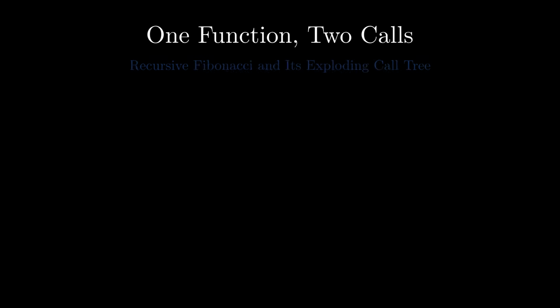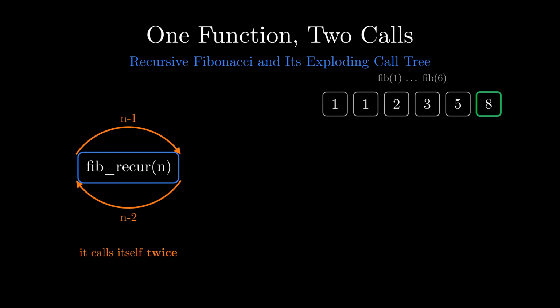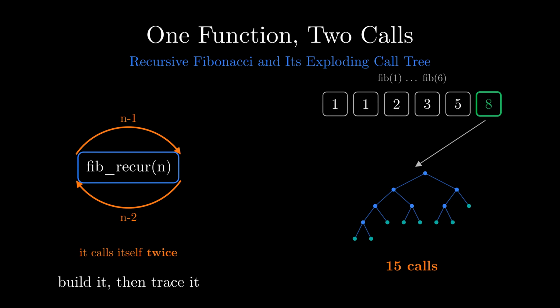Change one thing about a recursive function, make it call itself twice instead of once, and everything changes. Computing the sixth Fibonacci number, whose answer is just 8, triggers 15 separate function calls. In this video, we build recursive Fibonacci in Python and trace exactly where all that work goes.